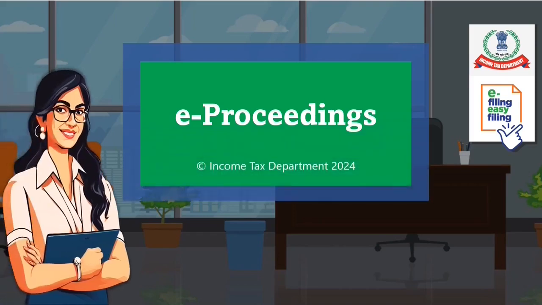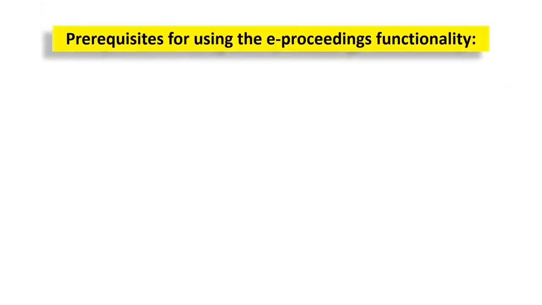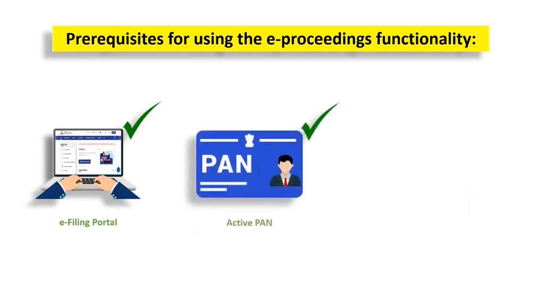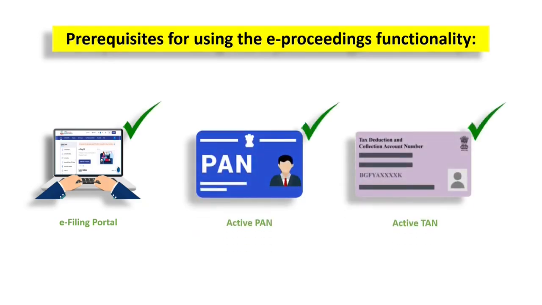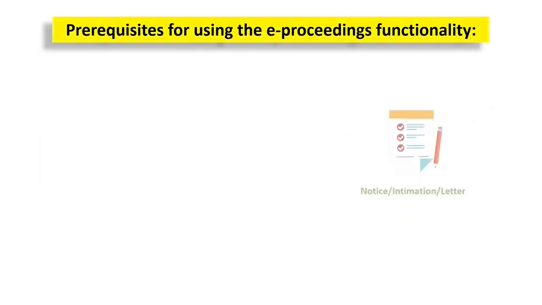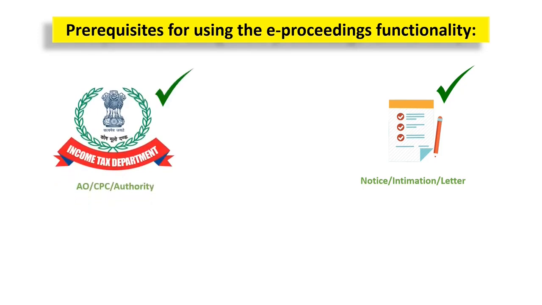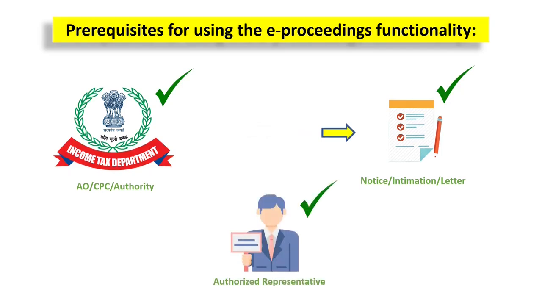This video is on how to access e-proceedings functionality on the e-filing portal. In order to access the e-proceedings functionality, you should be registered on the e-filing portal. You should have an active PAN or an active TAN in case the proceedings are related to a TAN. You should have received a notice, intimation, or a letter from the assessing officer, CPC, or any other income tax authority, or you should be authorized to act as an authorized representative if applicable.